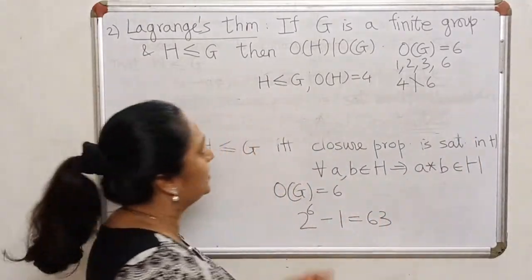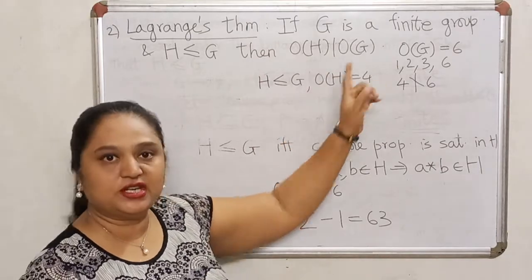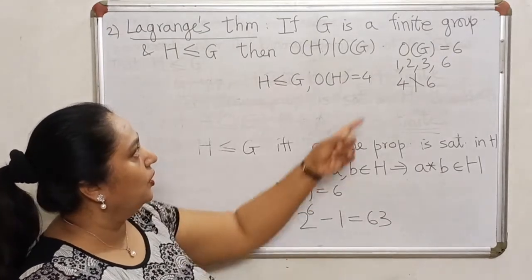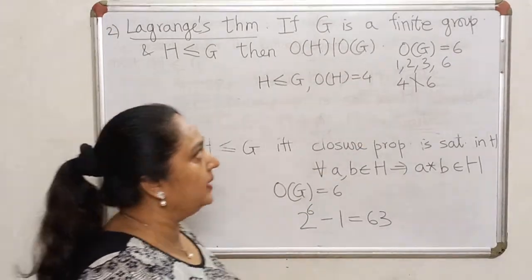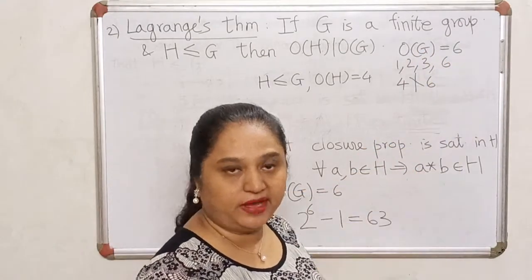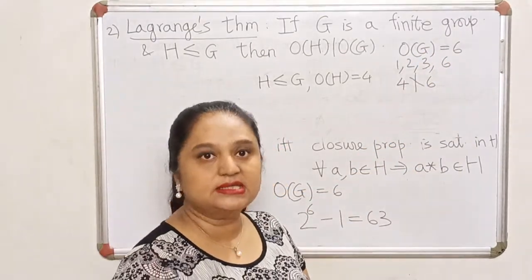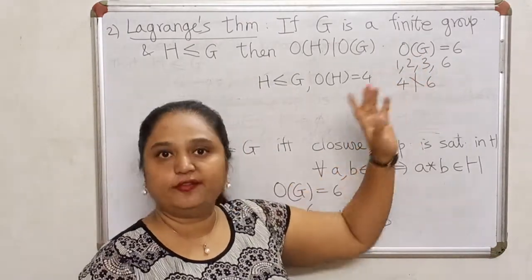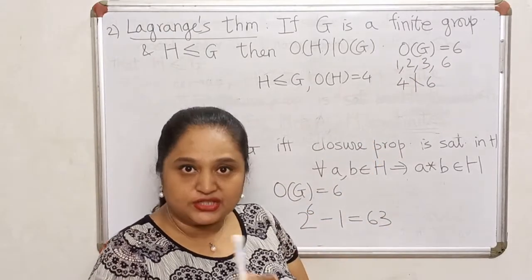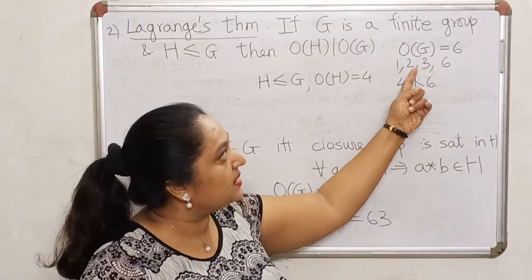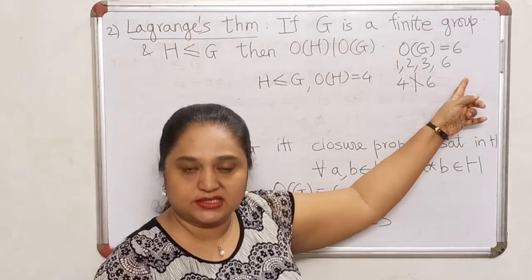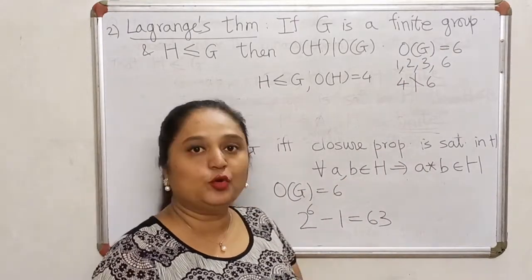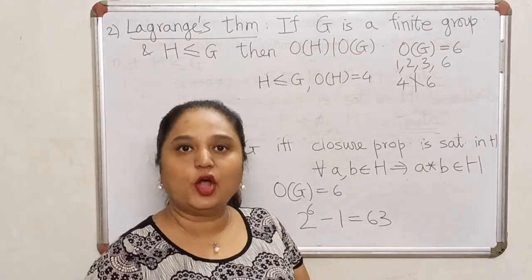You look at the contrapositive. The contrapositive is: if the order of H does not divide the order of G, then H is never going to be a subgroup of G. So essentially you look at the order of a finite group, look at the divisors, then Lagrange's theorem tells us that there is a possibility that the group will have subgroups of this order. It does not tell us that there will be subgroups of orders 1, 2, 3 and 6. As I said, more importantly, it tells us that subgroups of certain orders are not possible.